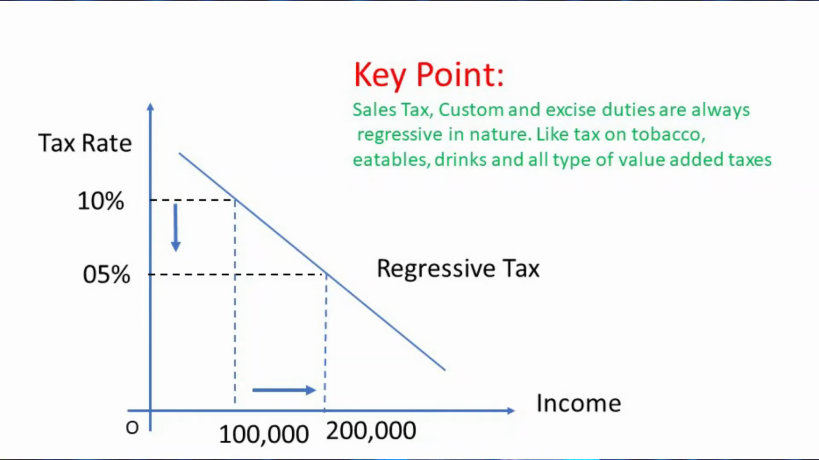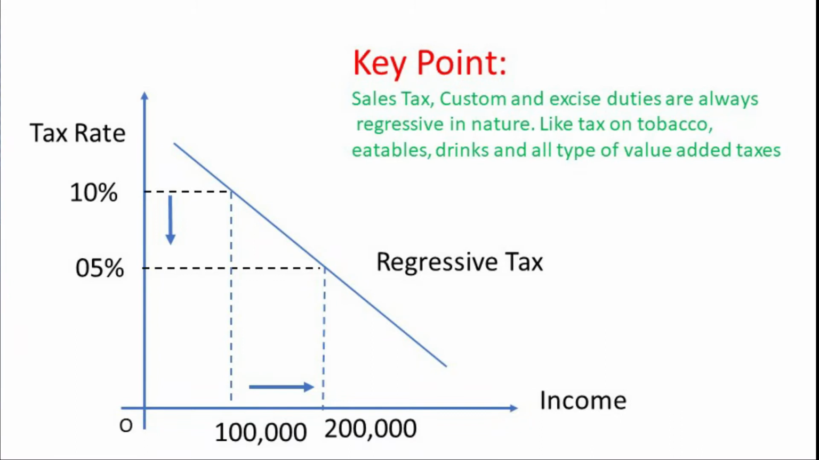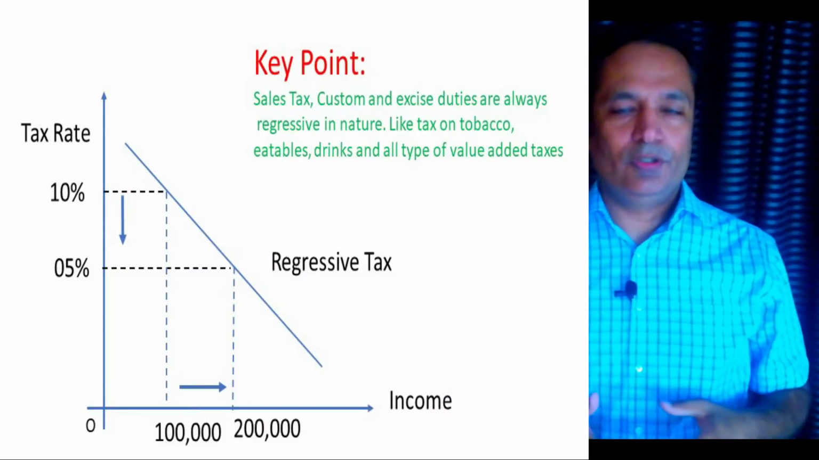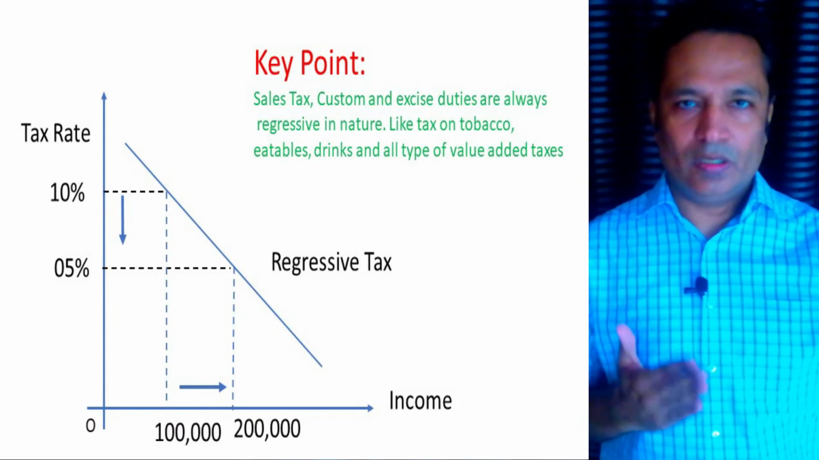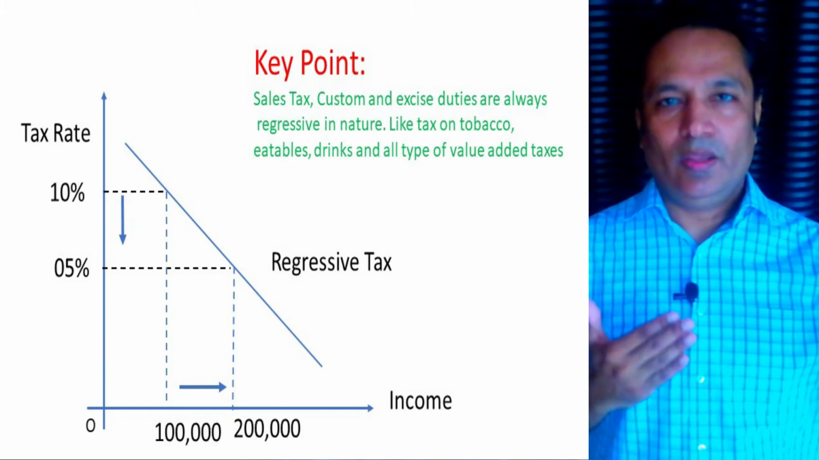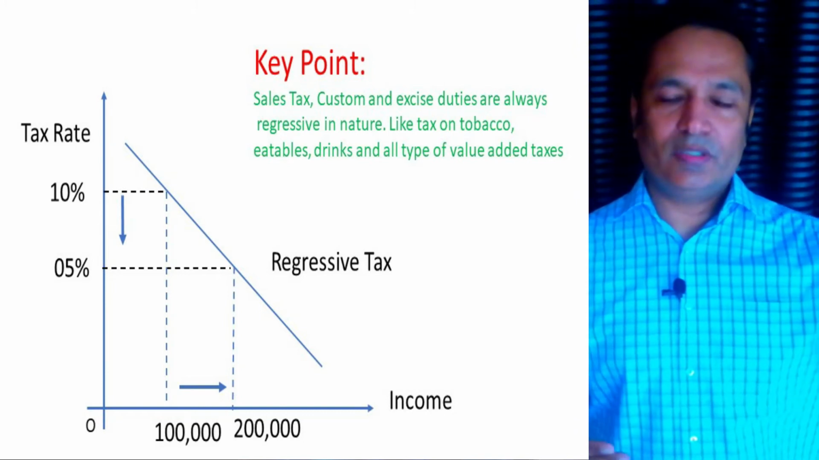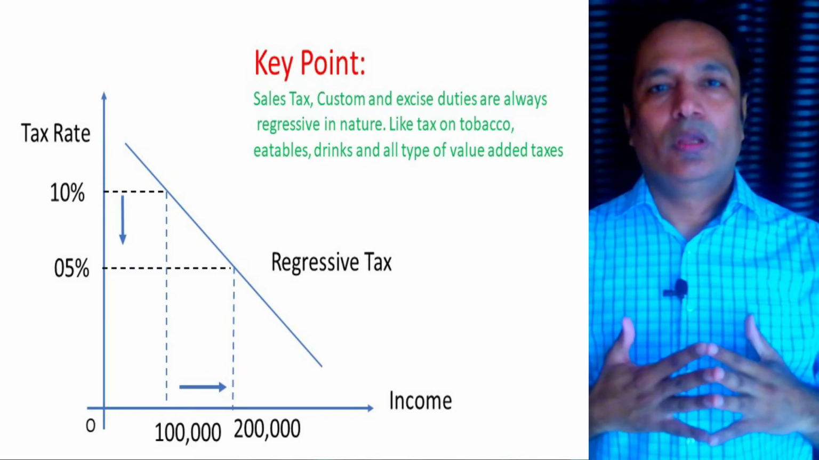So it increases disparities. And if we draw the graph showing regressive tax, it will be like this. Show income on the X-axis, tax rate on the Y-axis, and the graph of regressive tax will be negatively sloped like a demand curve. When tax rate is 10%, income is $100,000, and if income increases to $200,000, tax rate will fall to 5%.